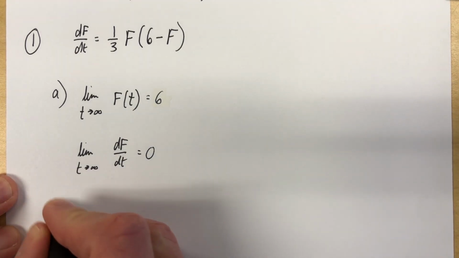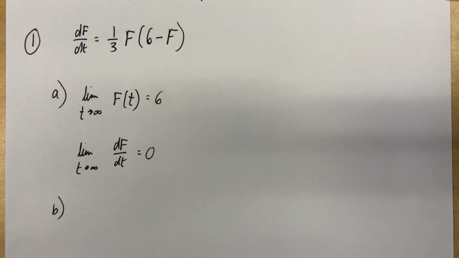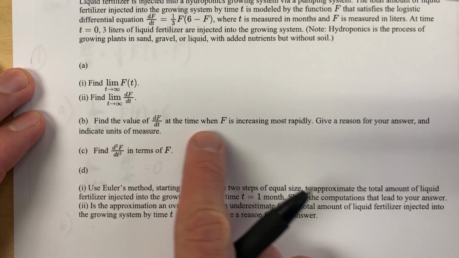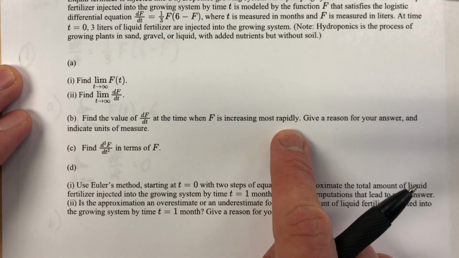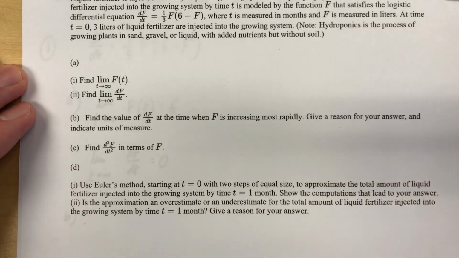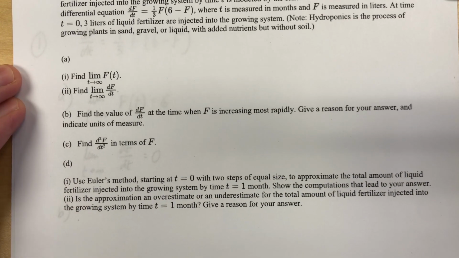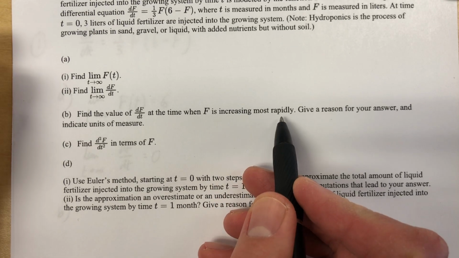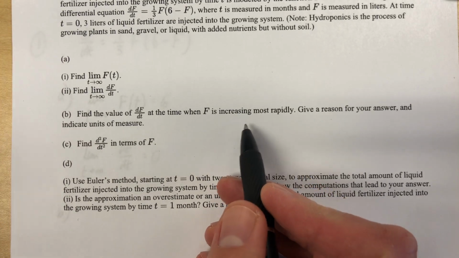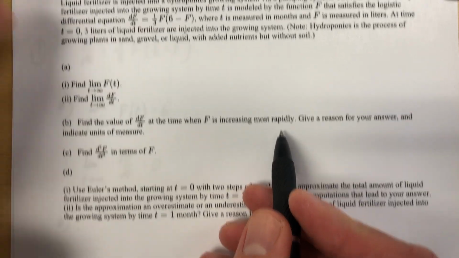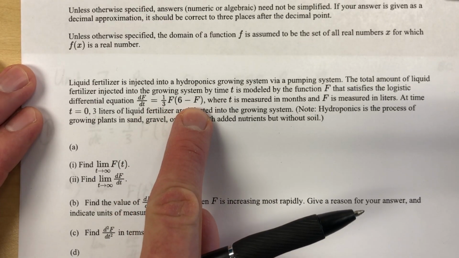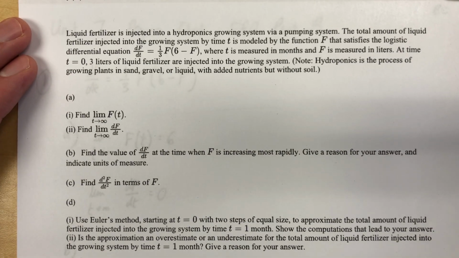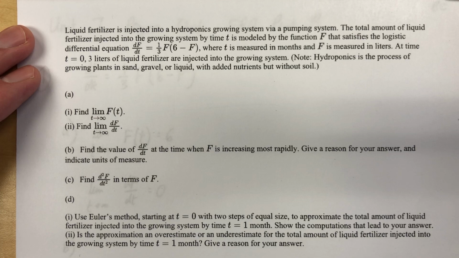Part B. Okay. Find the value of df dt at the time when f is increasing most rapidly. Okay. Now, there is a very complicated way of doing this. If I want f to be increasing, that's a derivative. Rapidly, that's the second derivative. We're talking about the rate of change of the rate of change. We could take the derivative of our derivative and set it equal to 0. By the time you do that, 15 minutes have passed, and you will not be able to finish this problem.